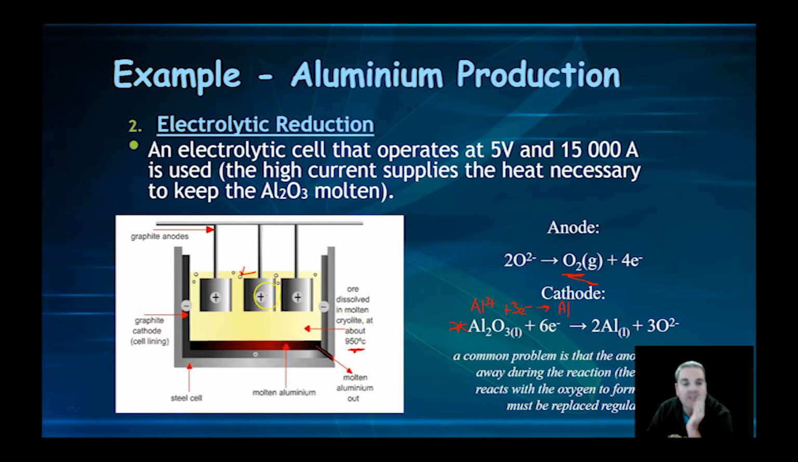The main problem here is that these graphite anodes, this is carbon, react with the oxygen formed here, and that slowly decomposes those anodes, so they need to be replaced reasonably regularly. The cathode, because the oxygen's away from it, lasts a lot longer.